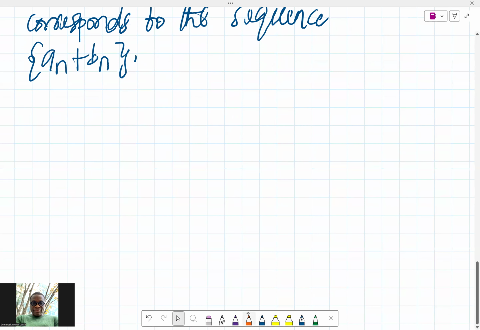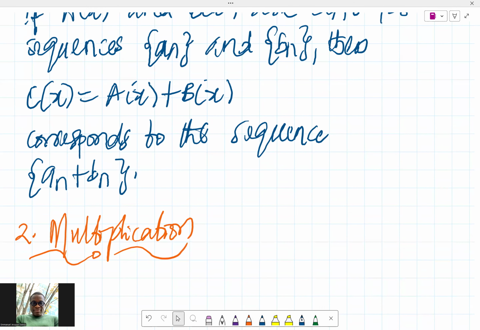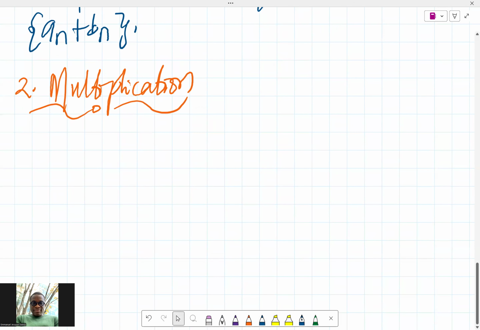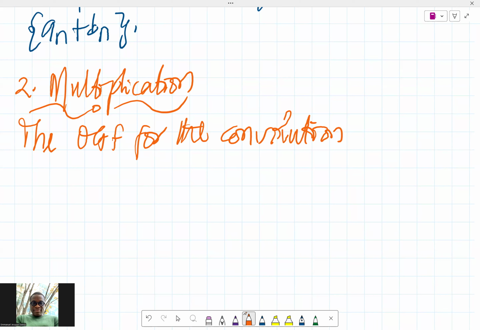All right. So we can also talk about multiplication of OGFs. So the first was addition, now multiplication. The OGF, the ordinary generating function, for the convolution of two sequences. That convolution is called the Cauchy product.